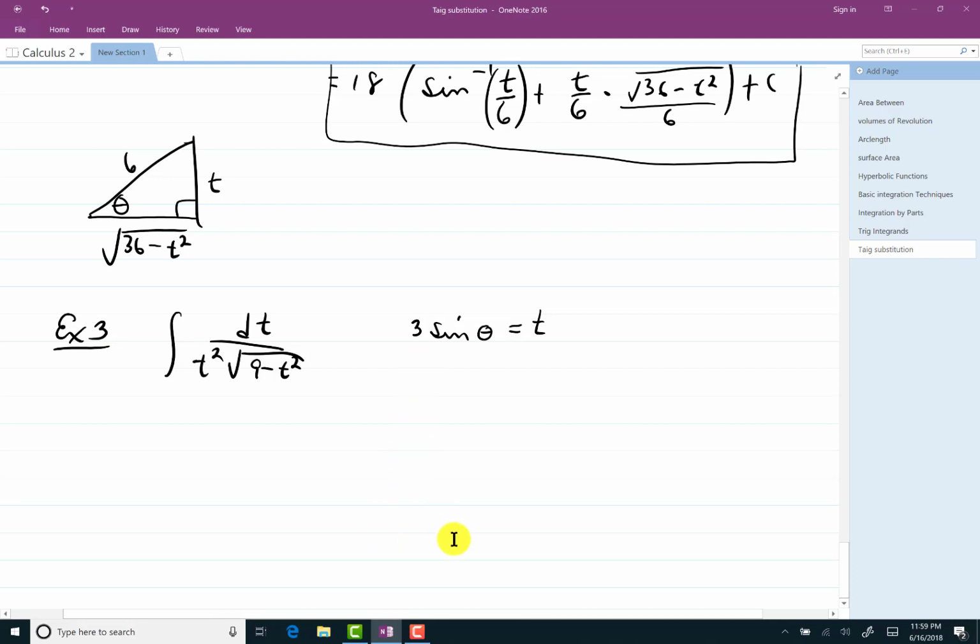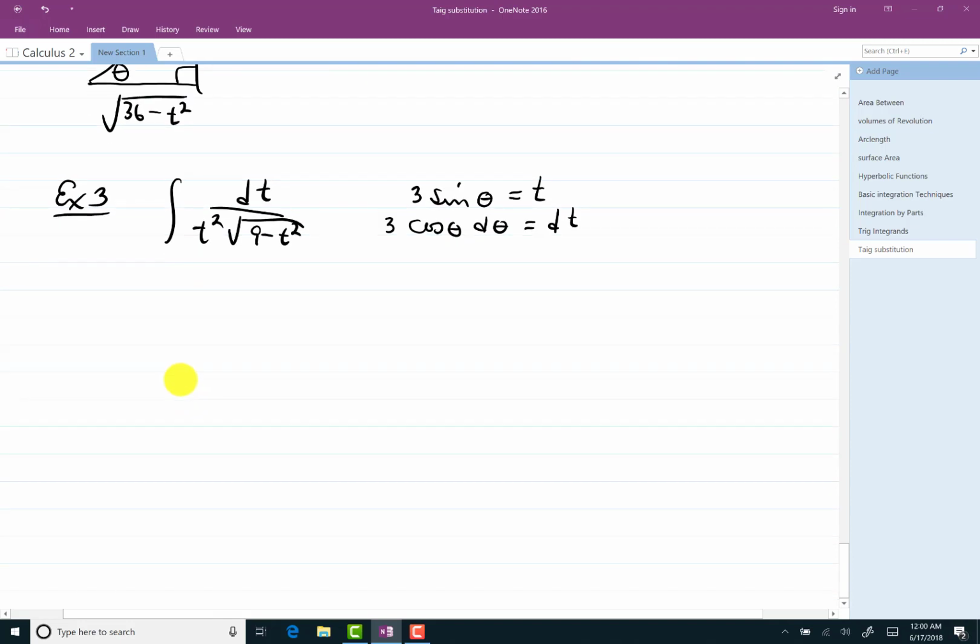Now let me differentiate. I get 3 cosine of theta d theta equals dt. Let's make my substitutions. Okay, so dt is 3 cosine of theta d theta. And in my denominator, t squared will be 9 sine squared of theta. And then the square root, I'm going to get 9 minus 9 sine squared of theta.